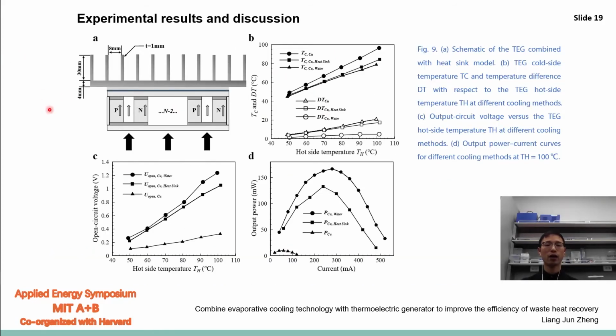And we also compare the evaporative cooling case with the traditional heat sink case, as shown in Figure A. The TEG cold side is attached to the traditional heat sink, so this heat sink can effectively cool the cold side of the TEG. And B, C, D compare the output performance of the natural convection case, the heat sink case, and the evaporative cooling case. We will find the evaporative cooling case is the most efficient method to enhance the performance of the TEG.